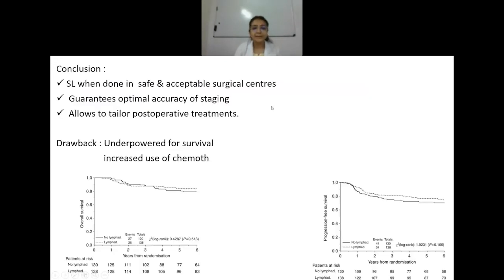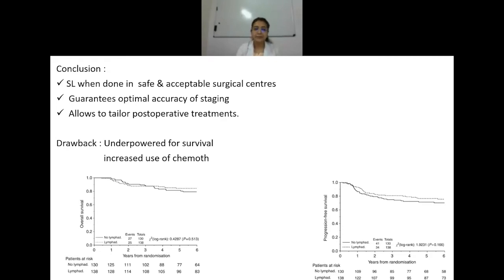So the conclusion was that systematic lymphadenectomy, when done in high-volume surgical centers, can be acceptable in early ovarian cancers. It guarantees optimal accuracy of staging and allows tailoring of post-operative treatment, whether to give adjuvant chemotherapy or not. The drawback was that it was underpowered for survival, and there was increased use of chemotherapy in the study. So we could not assess the survival in this study.